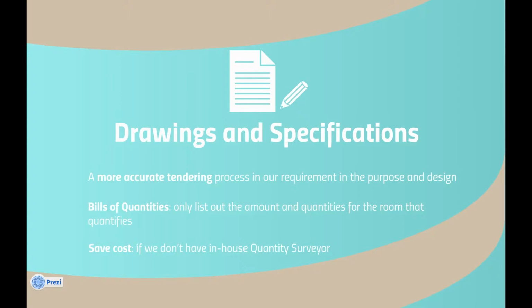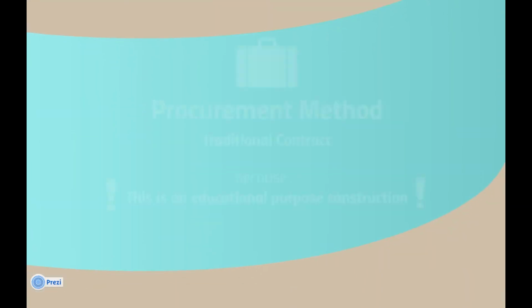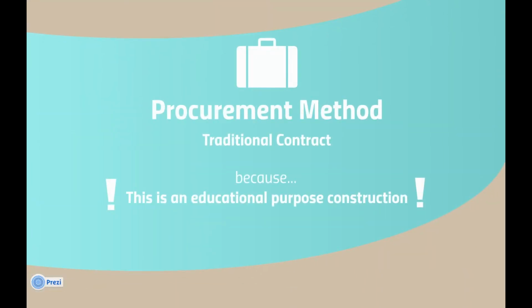For the drawings and specifications, we are making an education area with a specific purpose. We have to ensure the objective is achieved. Therefore, drawings and specifications are far better than the bills of quantities, which is only a lump sum of some numbers. We think that this method is better for tendering to find an ideal contractor.